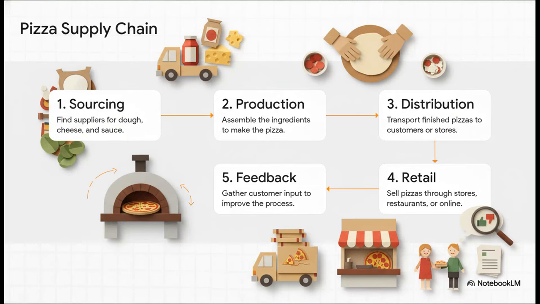The journey of a pizza is actually a perfect miniature supply chain. You see, it begins with sourcing, getting the dough, cheese, and tomato sauce from different suppliers. Then comes production, which is assembling the pizza itself. Once it's ready, it needs to be distributed or transported. The retail stage is where you, the customer, actually buy it. And very importantly, there's a feedback loop. This is where the business gathers input to see how they can improve. Every one of these steps requires careful management and coordination.